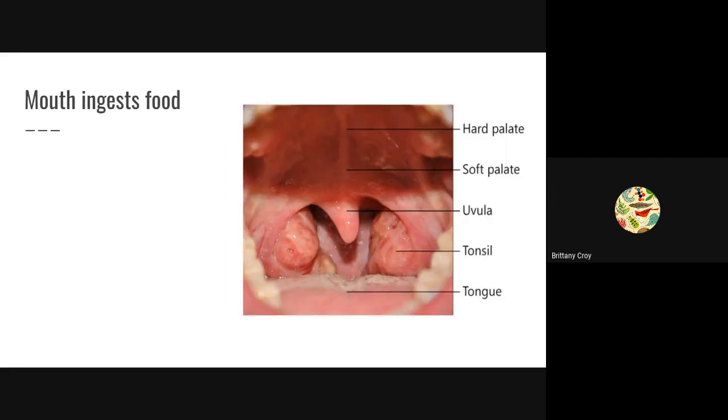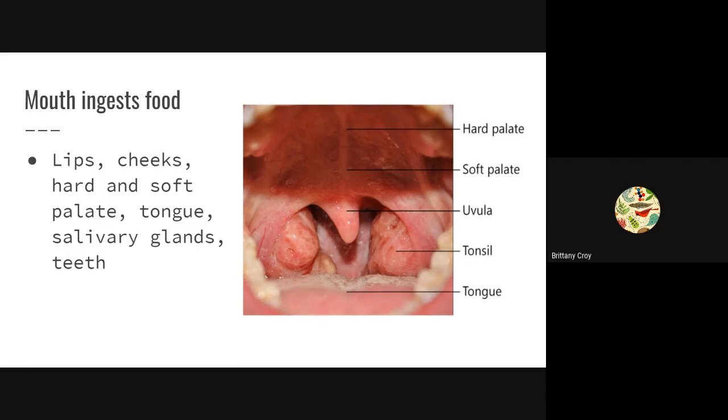So the main digestive function of the mouth is to ingest food, and the mouth is the only organ that can digest food. And here we have a lovely picture of the main parts of the mouth, some things that you probably take for granted, like your lips and cheeks, and things that might be less familiar to you, like your hard and soft palate or the roof of your mouth.